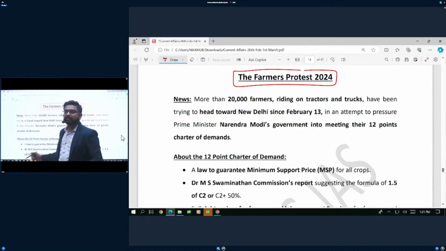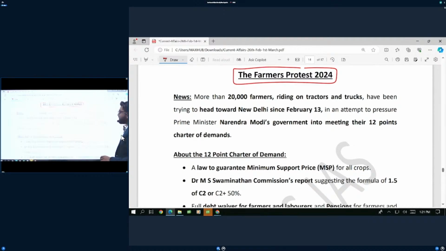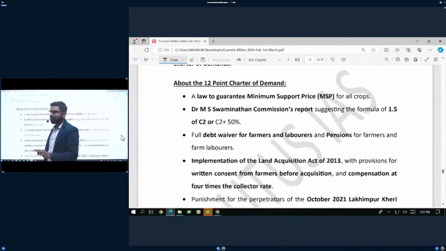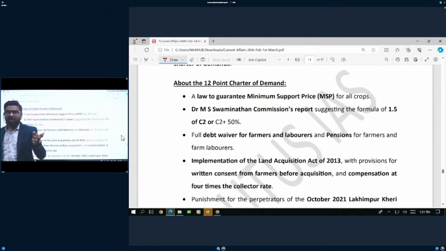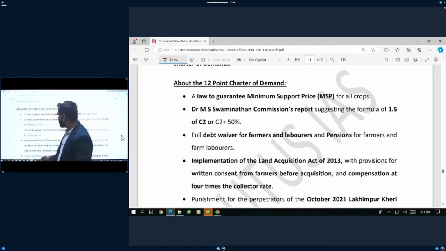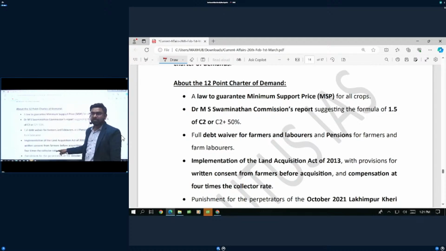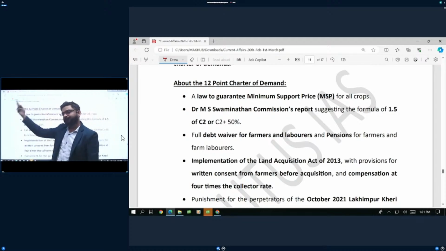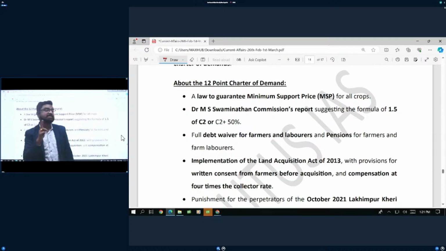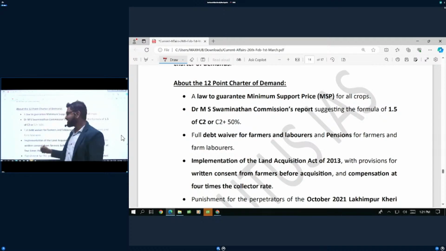So farm protest में, there are 12 demands. I will cover every single demand in detail. All sides. क्या होना चाहिए, क्या नहीं हुआ, कैसे होगा. पर इस क्लास में नहीं हो पाएगा. So I have covered 3 demands in this class. The remaining demands I will cover in next class. But I will cover every single demand in detail. Let's see the first 3 demands.